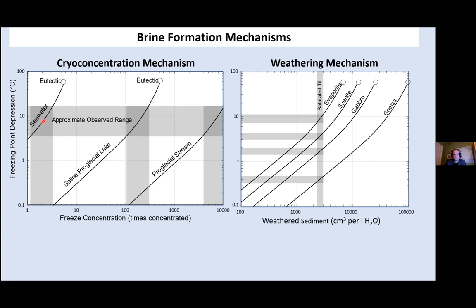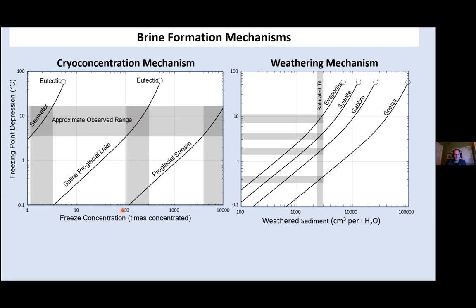Blood Falls is an evaporite source, a seawater source. If saline proglacial lakes exist in Greenland in many places, so if you froze a saline proglacial lake, you'd still have to concentrate it about 100 times, which is a lot to ask out of cryoconcentration, but that might be possible.